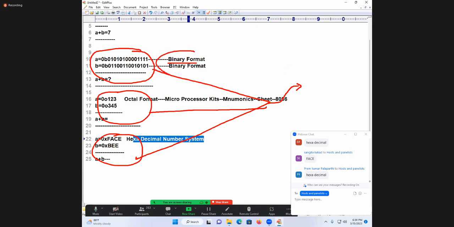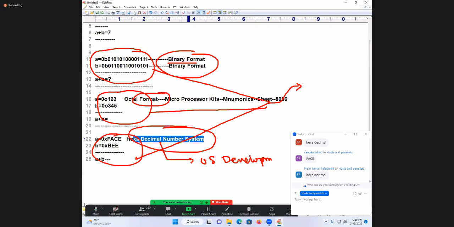Binary data is a low level format representation. Octal is also low level format. Hexadecimal also is low level format. Where is this used? In OS development they are using it. Hexadecimal number system they are using in OS development. In the classroom, I will explain these things in detail for you.